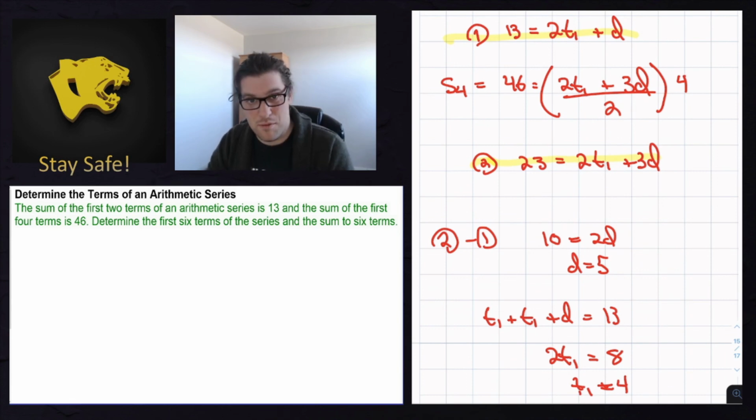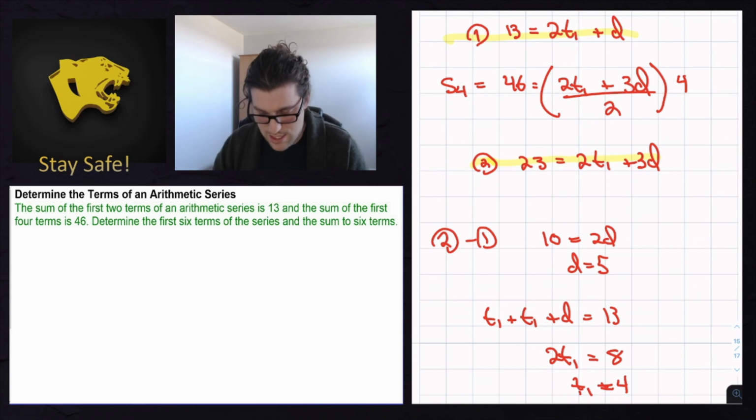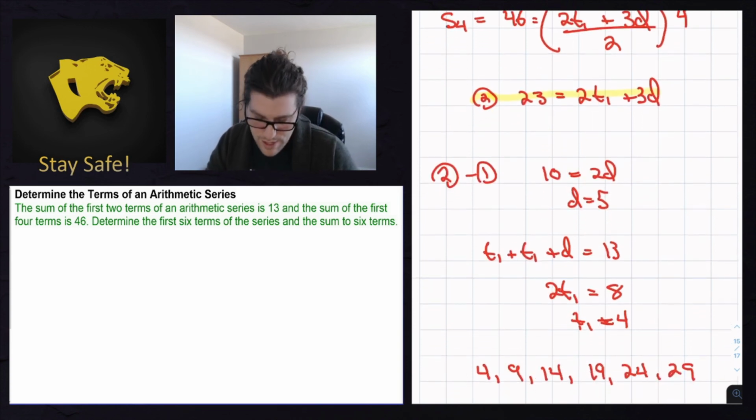So 13 away from 23 is 10. 2t1 away from 2t1 is 0. d away from 3d is 2d, and so you get 10 is equal to 2d, or d of 5. And we can just kind of pick away at what it is that we need.